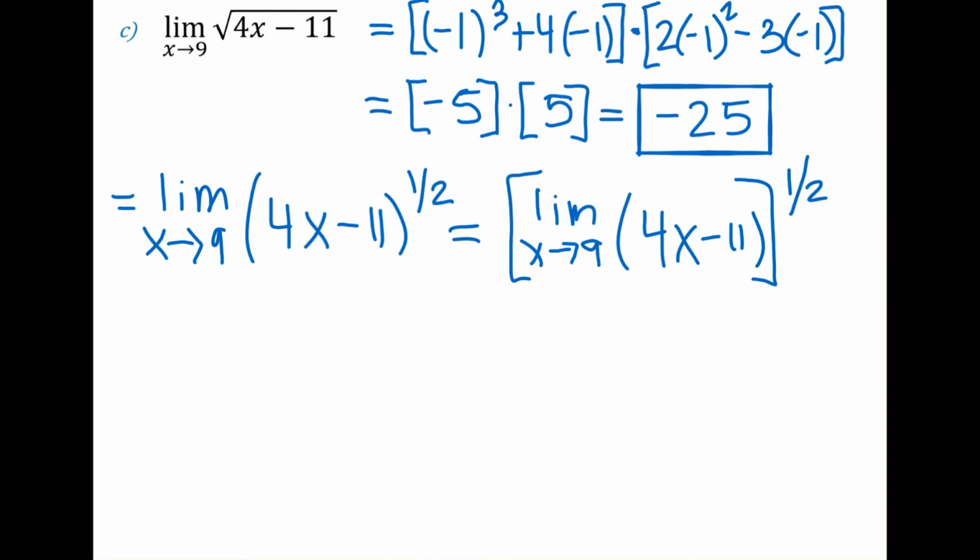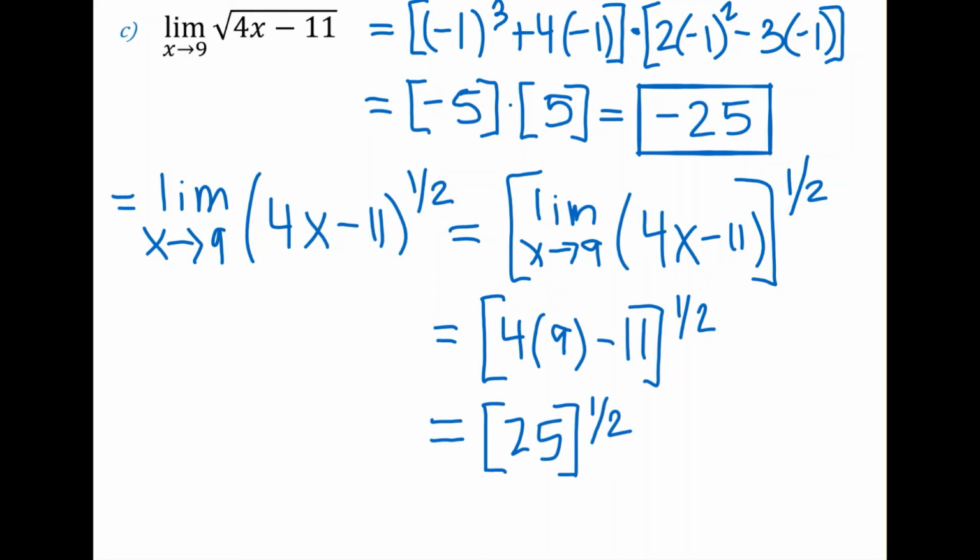So now let's substitute. We get the following, and 4 times 9 minus 11 is 25. And we get 25 to the half power. You can input 25 to the half power in your calculator, or you can convert the half power back into a square root. So we get the square root of 25, which is 5. So the limit as x approaches 9 of the function is 5.